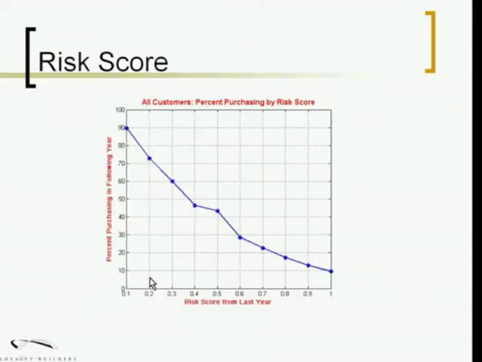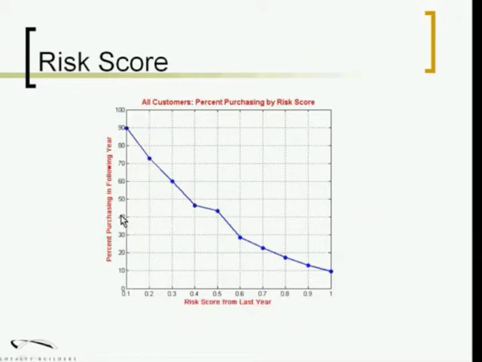We use this method, but we also use another method called risk score. Risk score measures the probability that a customer will not buy in the coming 12 months. Here's a plot of how risk score plays out. Low risk score is over here on the left, high risk score is over here on the right. 90% probability of not buying the following year, 100% probability.